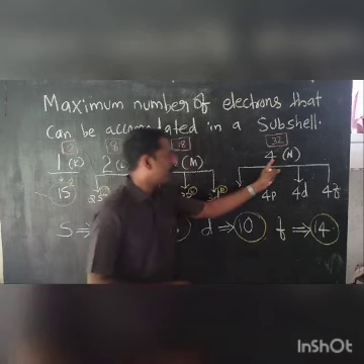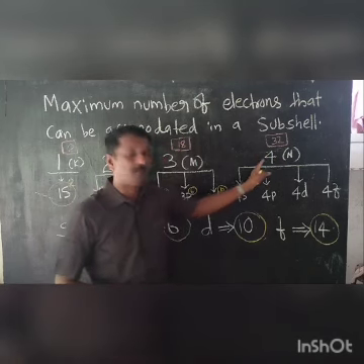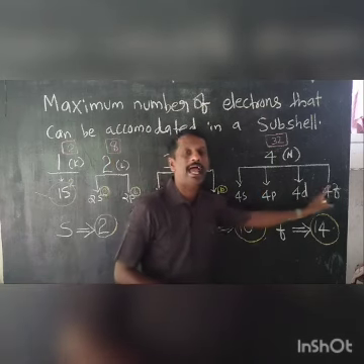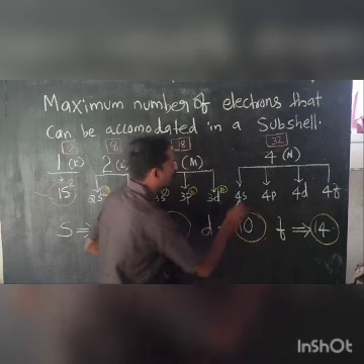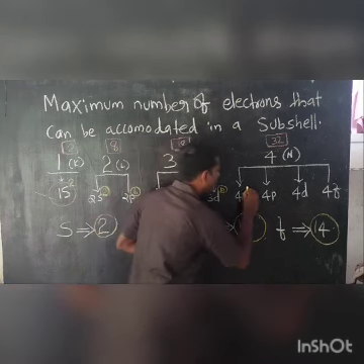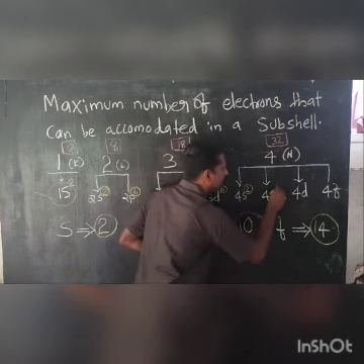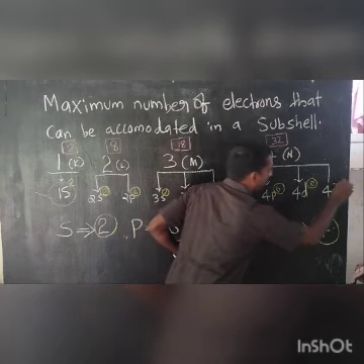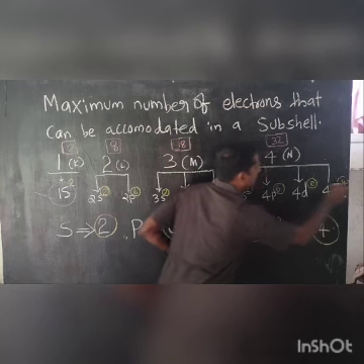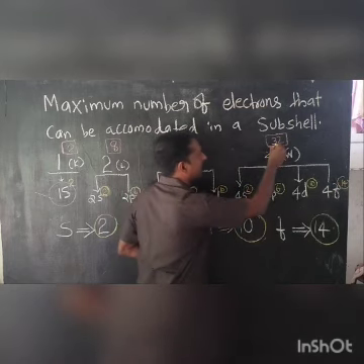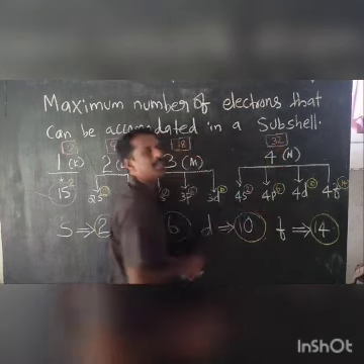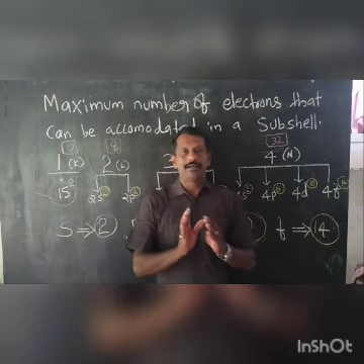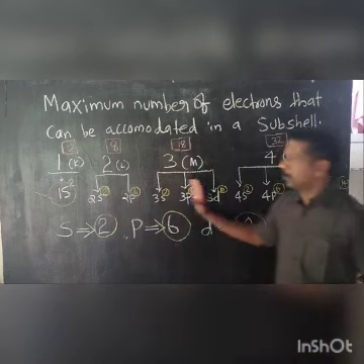Now, the fourth shell has 4 subshells, S, P, D, and F. In the S subshell the maximum is 2, in P it is 6, in D it is 10, and in F it is 14. Altogether, if you add all these, you can see that in the fourth shell there are 32 electrons. So I think this concept is clear to you.